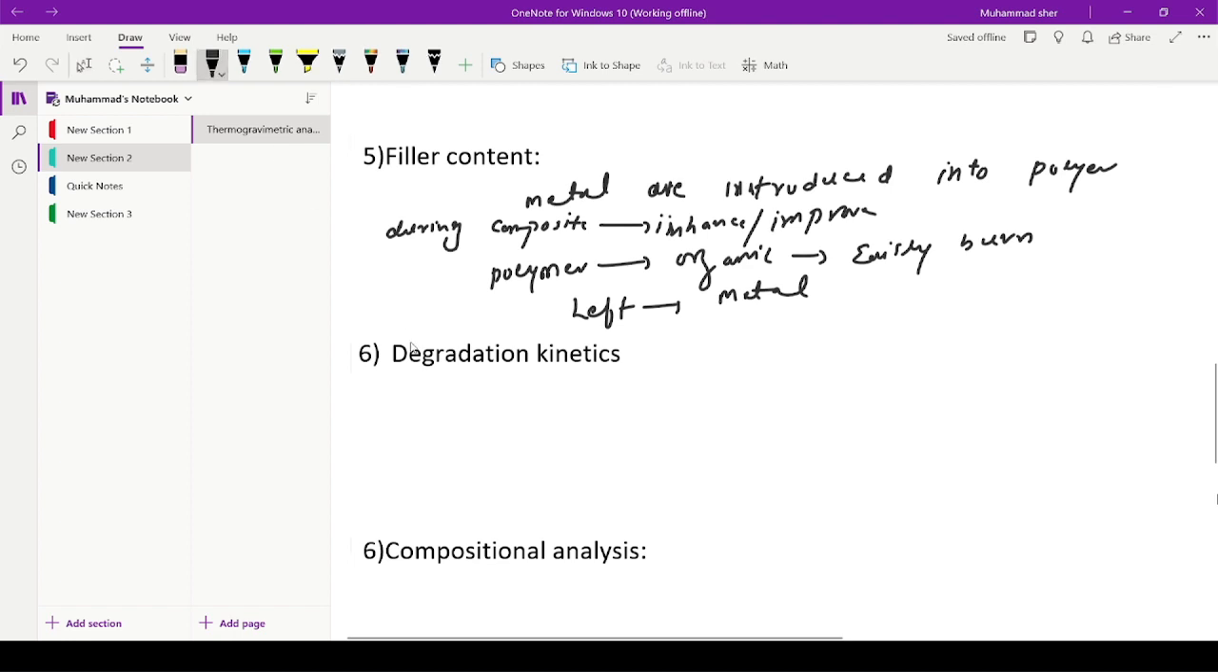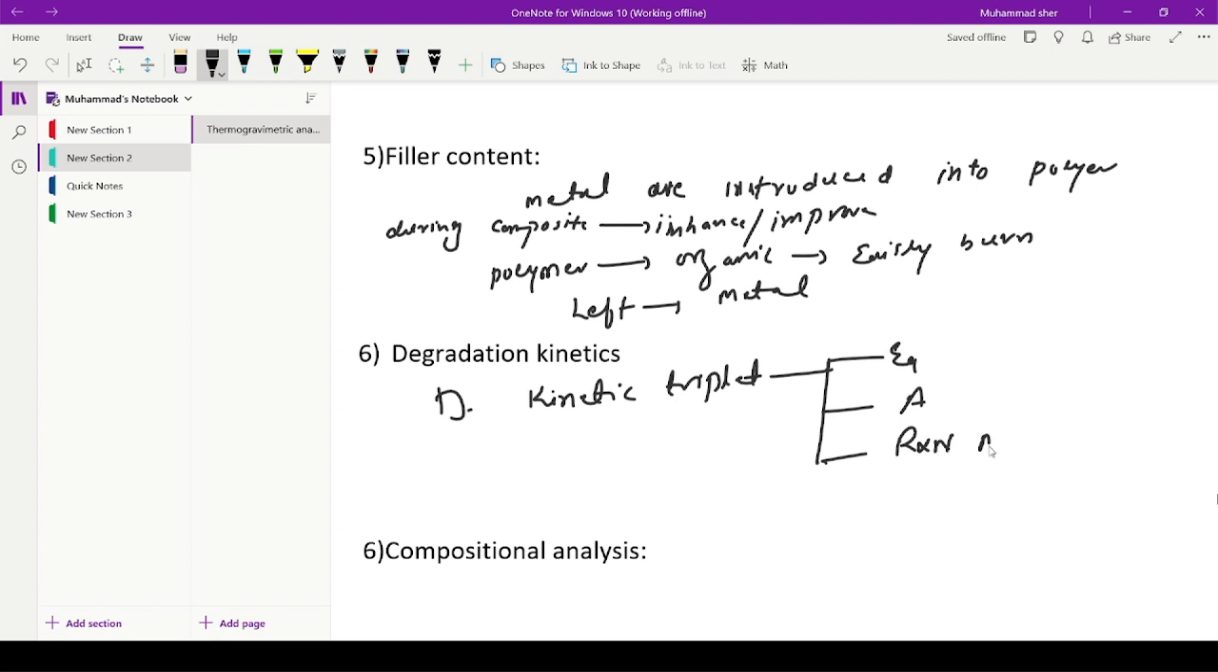Now, the sixth one is degradation kinetics. I already mentioned that we will make a separate video on the degradation kinetics, but here just look at it. This is also called the kinetic triplet, and in the kinetic triplet we study the activation energy, frequency factor, and reaction mechanism. We will find out these three in a separate video lecture.